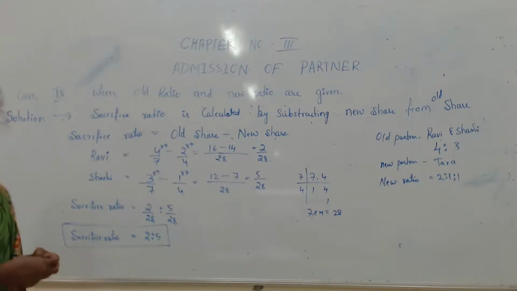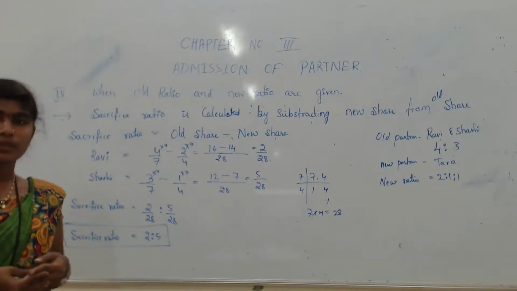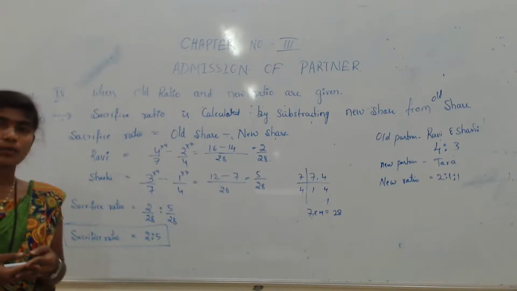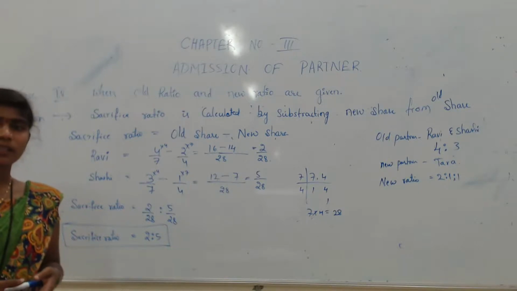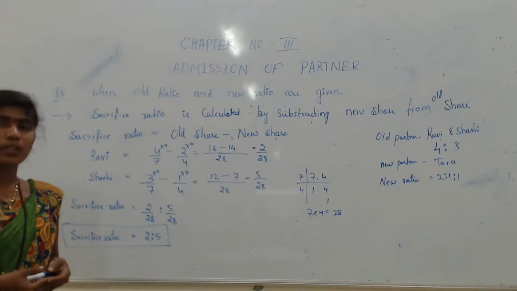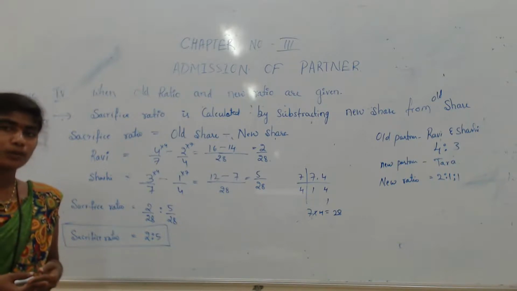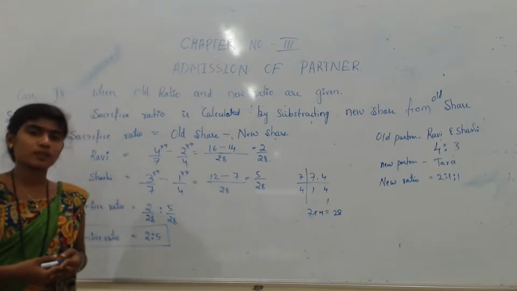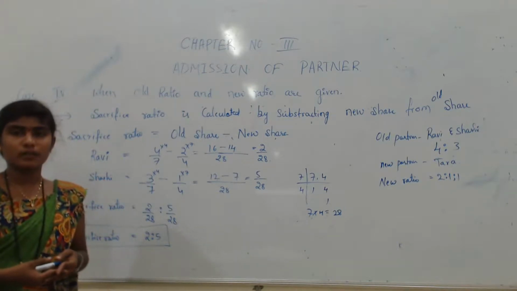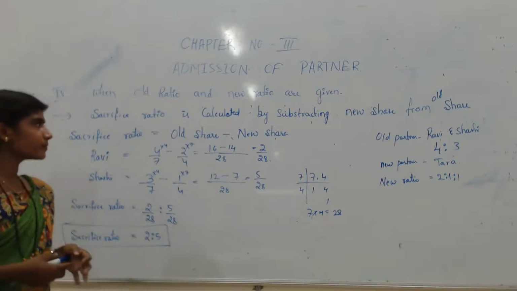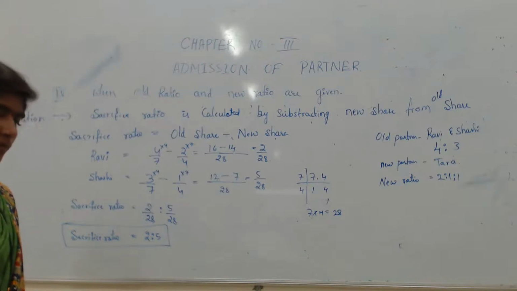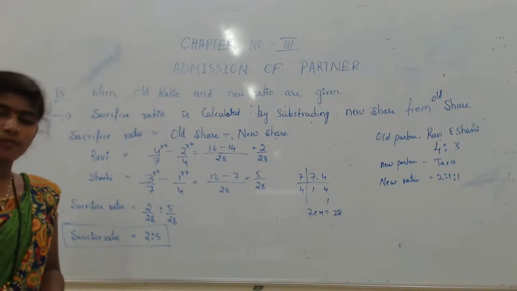And next case, it is based on the fourth case. When there is information of the old ratio of old partners and a new ratio of all partners, then apply the fourth case. What is the fourth case formula? Sacrifice ratio is equal to old share minus new share. Then you will get the sacrifice ratio of each of the old partners. And next, fifth case.